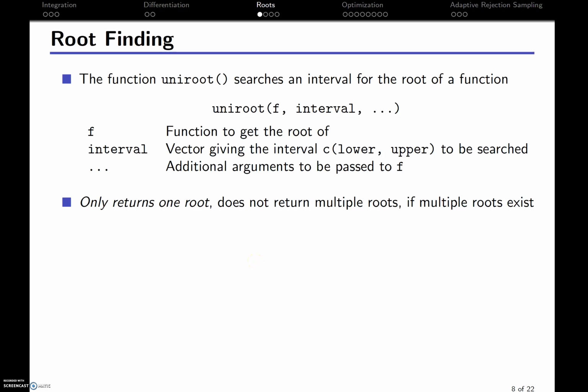All right, so now we're going to take a look at root finding algorithms in R. We'll start with the most accessible one, which is uniroot. This makes use of the Newton-Raphson algorithm for finding the root of a function.